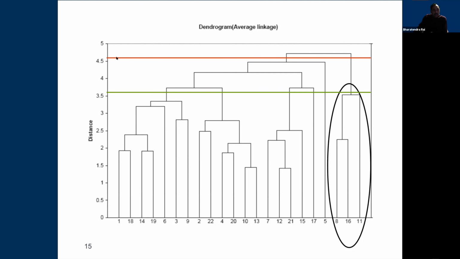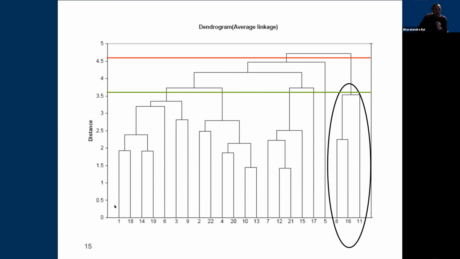Now, if you focus on the red line around 4.6, at that height, the first place we get a cut is here. And that's a very big cluster. So many companies in that cluster. And the second one is very small, only 1, 2, 3 companies in it. So one thing is very clear. If you draw a horizontal line at a lower distance, you end up with more clusters. If you draw this horizontal line at a higher distance, you get fewer clusters.